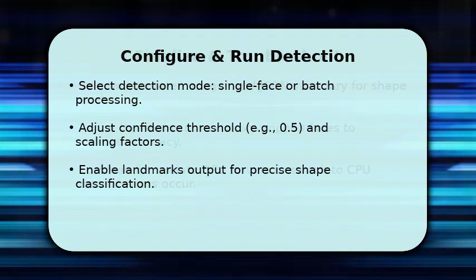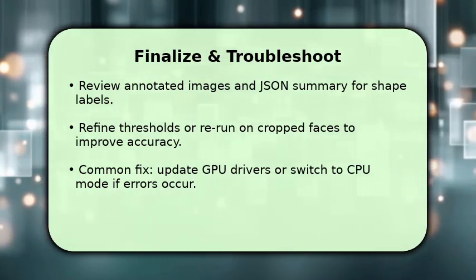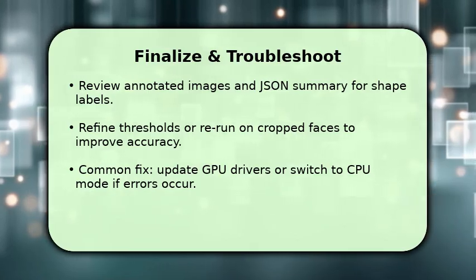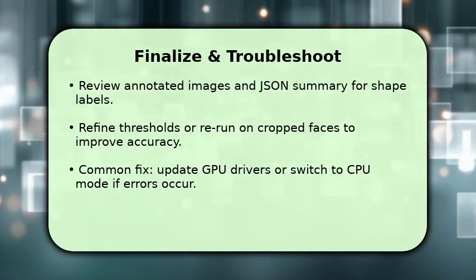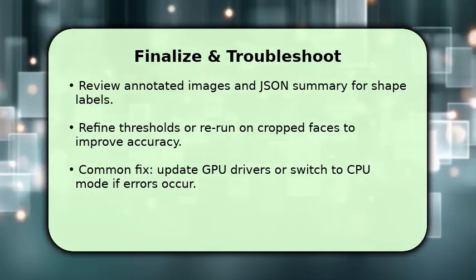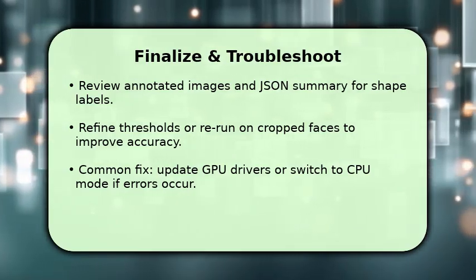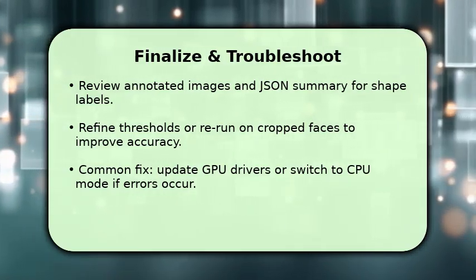To finish, inspect the annotated outputs and the JSON file to confirm face shape labels, because visual validation ensures model choices worked as expected. If results are noisy, make minor threshold or scaling changes and rerun on cropped face regions for cleaner input. This often yields better classification.